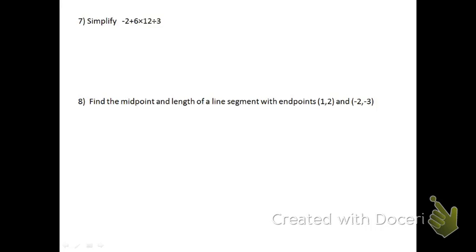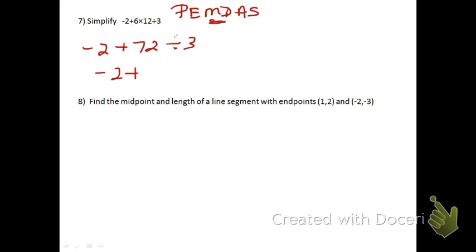All right, number 7, order of operations. Remember good old PEMDAS. Parentheses, exponents, multiplication and division, adding and subtracting are last. So there's no parentheses, there's no exponents. So we go to the multiply and divide, whatever comes first from left to the right. So I'll have -2, that stays the same, and I'll do the 6 times 12. So I have -2 plus 72 divided by 3. Next we'll do the division. So I have -2 plus 72 divided by 3 is 24.